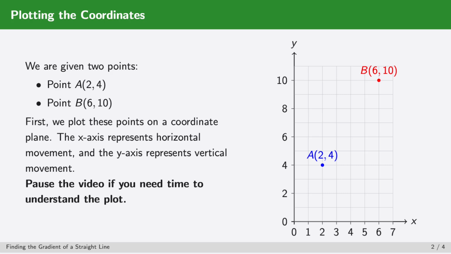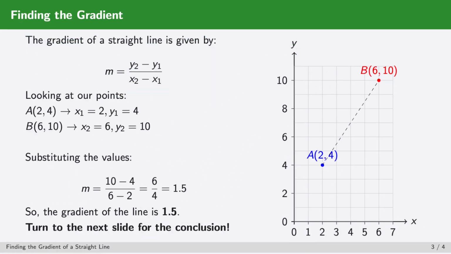If you need a moment to look at the diagram and understand how the points are placed, pause the video now before moving forward. Now, to find the gradient of this line, we use the formula gradient equals the difference in y values divided by the difference in x values. That is y2 minus y1 over x2 minus x1.